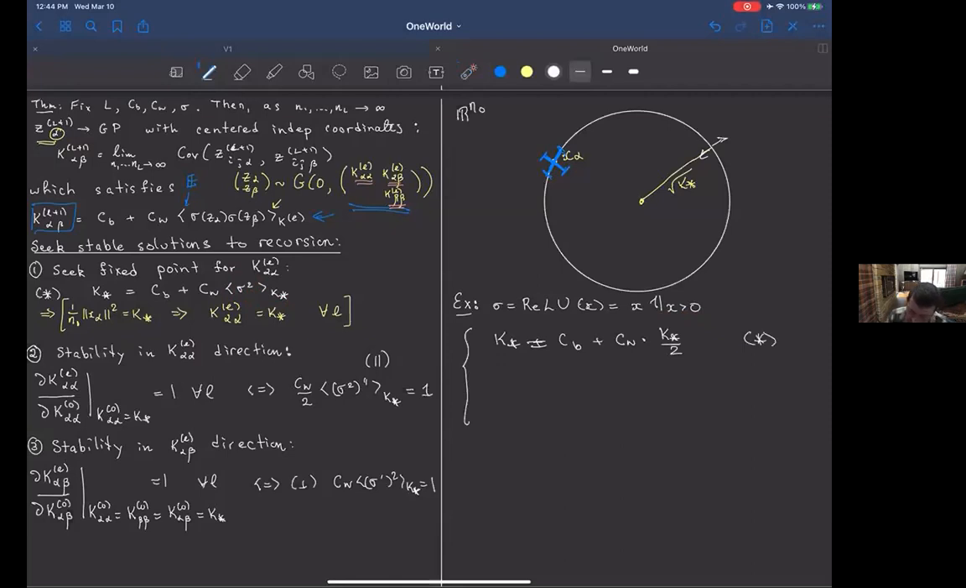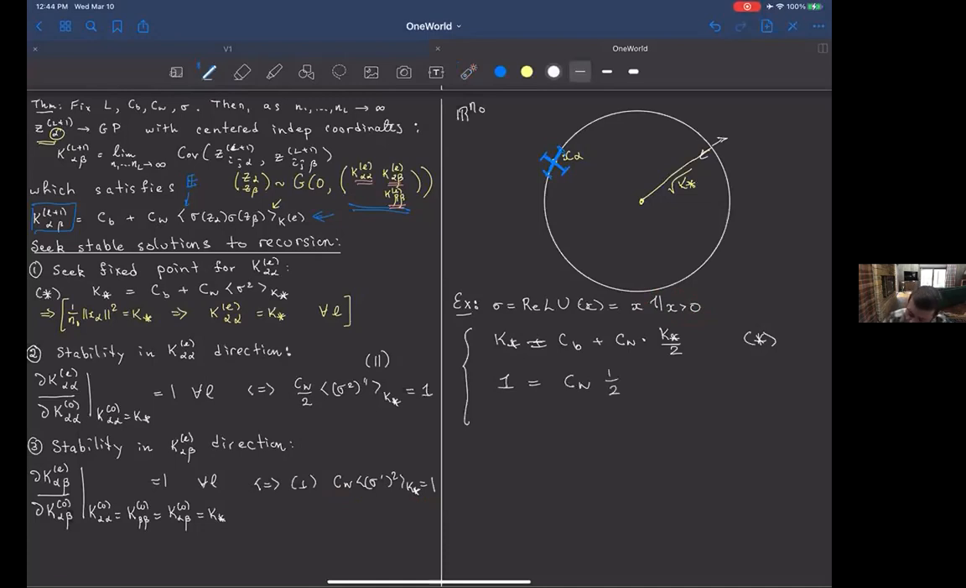And then the other 2 equations turn out to give the same condition. So for example, you can look at this second equation. Sigma prime is just the indicator function of the positive half line. And so when you square it, you just get the indicator function of the positive half line. So this equation here corresponds to 1 is equal to CW times the integral of a Gaussian over the right half of the line. So just times a half.